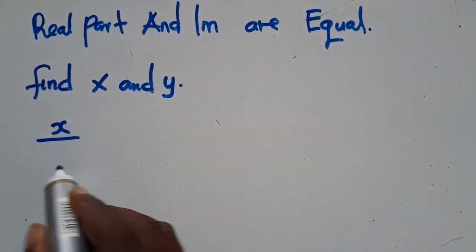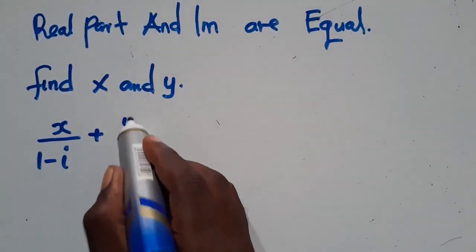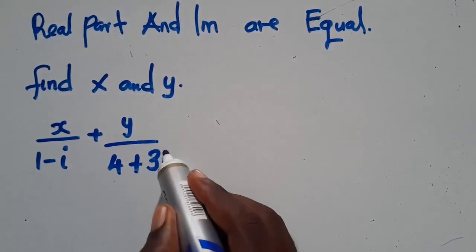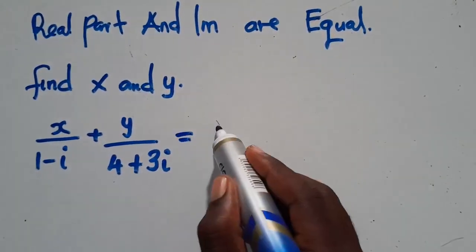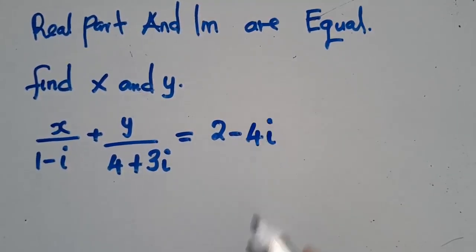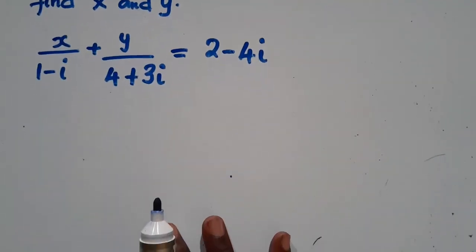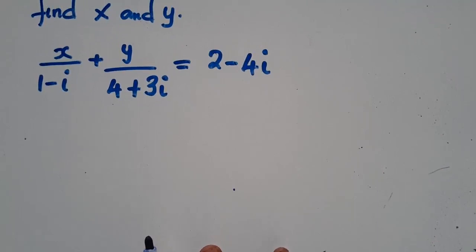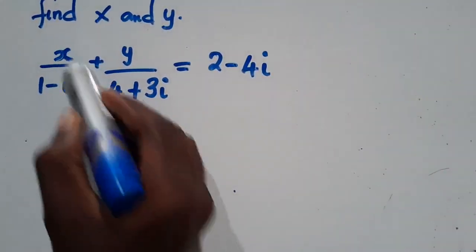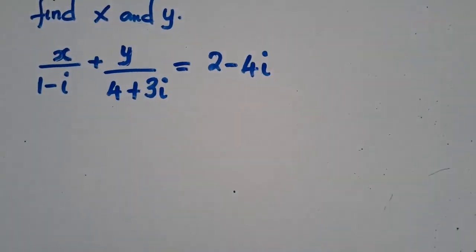x over 1 minus i plus y over 4 plus 3i, which is equal to 2 minus 4i. Like this, you've got an equation you want to solve. So you want to find the value of x, which is there, and the value of y. These are the values that we want to find.